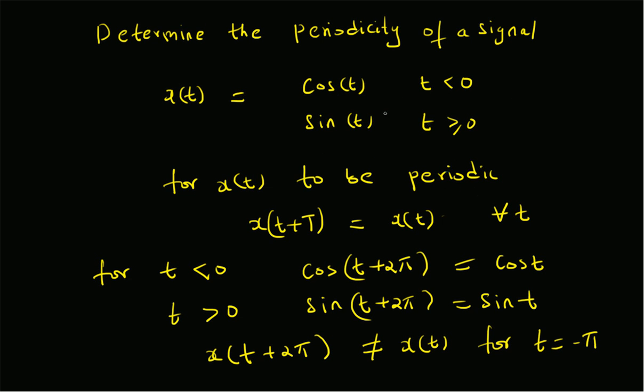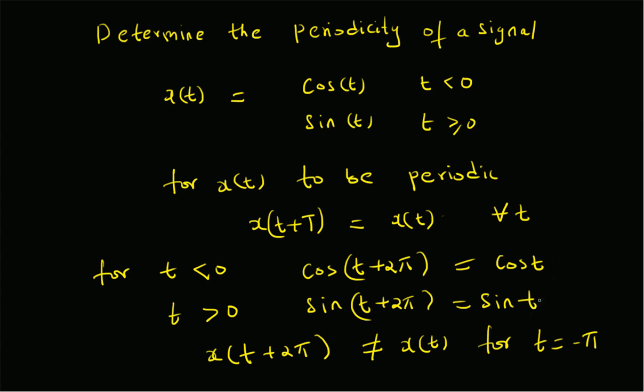So to summarize, in this video we have looked at how to determine the periodicity of a given signal. Specifically, we looked at an example. So x of t is given as cos of t for negative values, sin of t for positive values, and 0. So for negative values of time t, when t plus 2 pi and t are both less than 0, cos of t plus 2 pi is equal to cos of t. And if t is greater than 0, and t plus 2 pi is also greater than 0, then sin of t plus 2 pi is equal to sin of t.